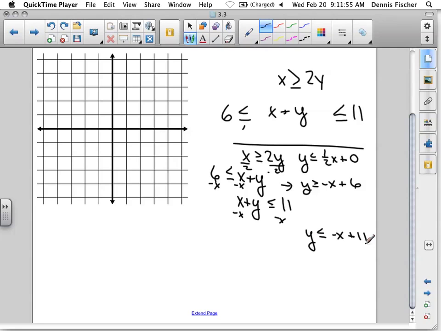Now I had to graph it. My first equation, let's start with this one. Where do I start? 0. What's my slope? 1 over 2. So I'm going to start at 0 and go up 1 over 2.